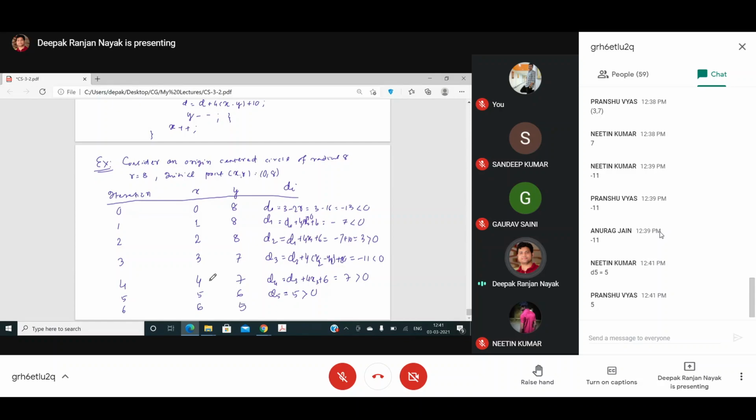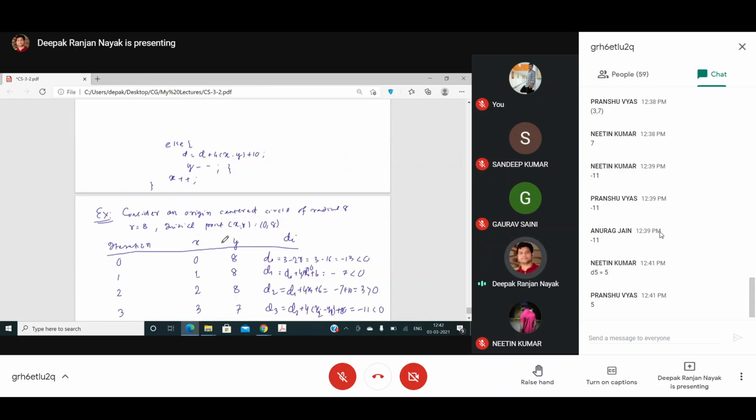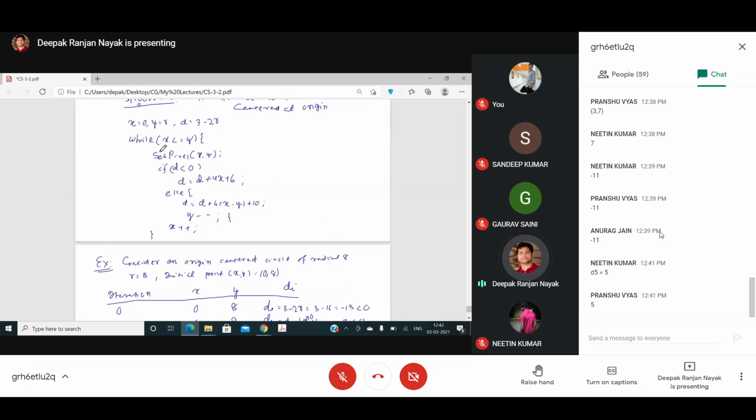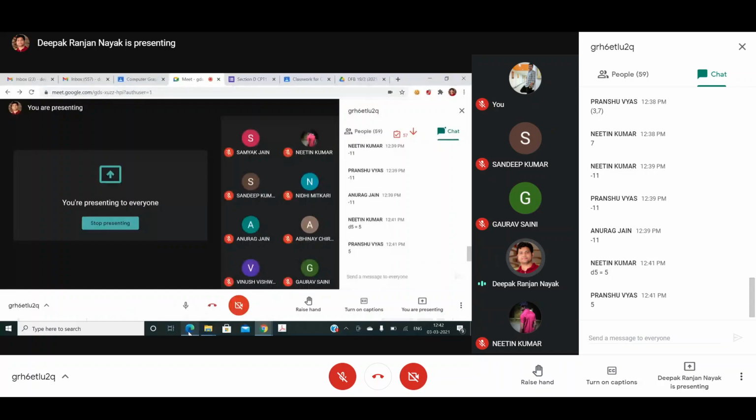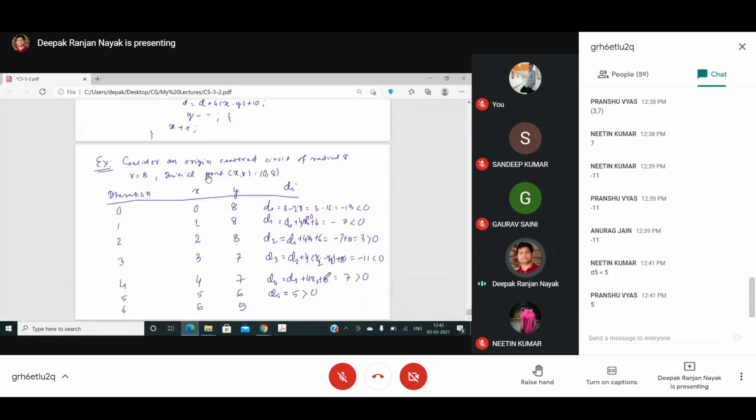See, the condition was, if you remember, my x value should be less than or equal to y, right? So I have to run this while loop until my x value is less than or equal to y. But here I found a case where x value is greater than y. So then, shall I stop here or do I have to continue from here? I have to stop here, right? Because in this case my x is greater than y. So I have to repeat only until x value is less than or equal to y.